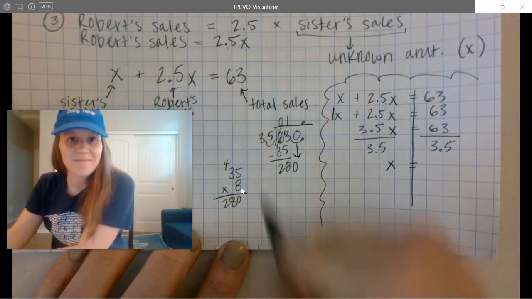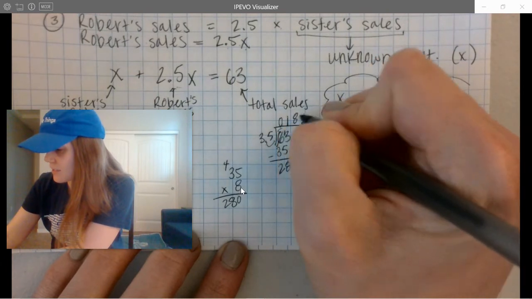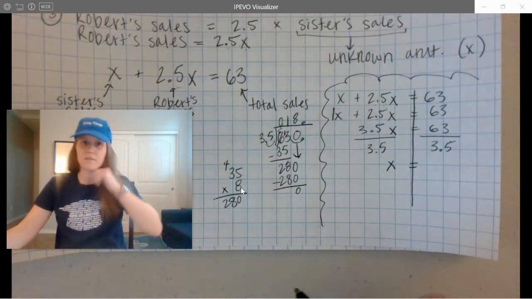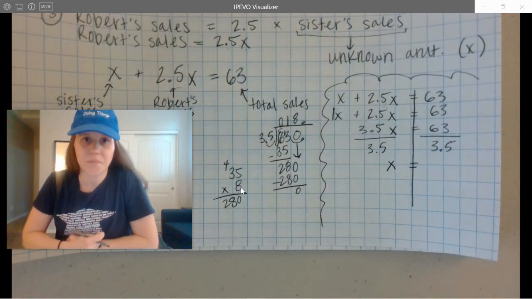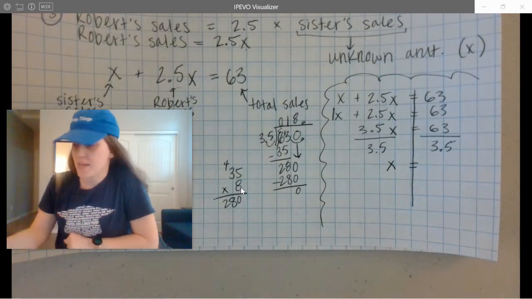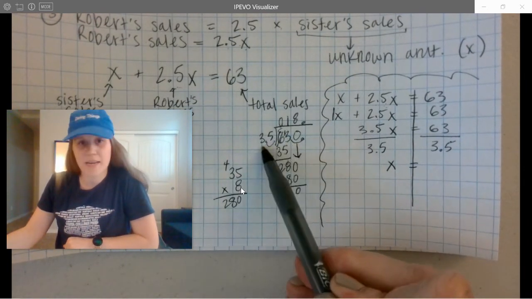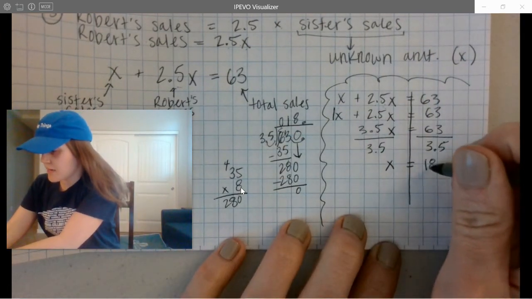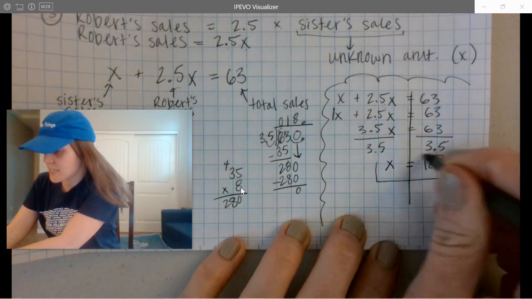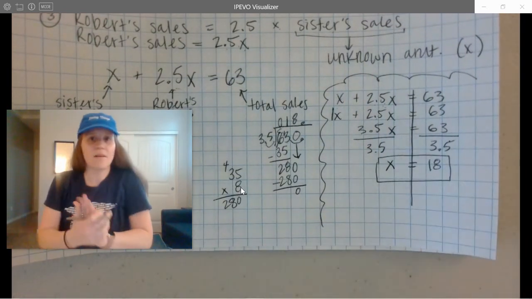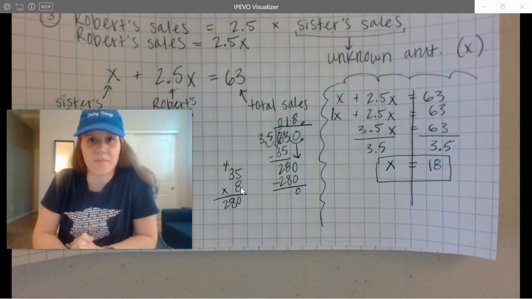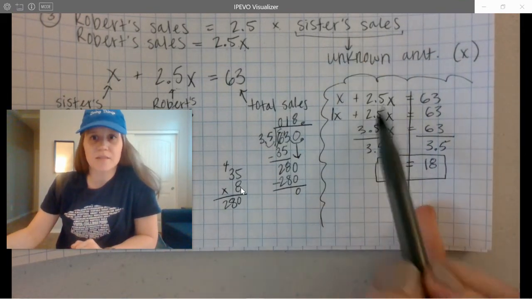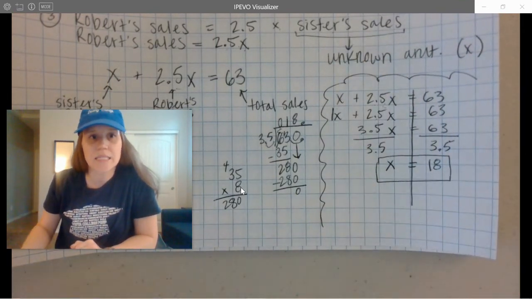Perfect. All right. 35 times 8 is 280. I have none left over. So what does this tell me? I found out that 63 divided by 3.5 is 18. So over here, I'm going to update my work. X equals 18. What have I figured out? In this story, X represents what sister's sales were. So now I know that sister's sales were 18.